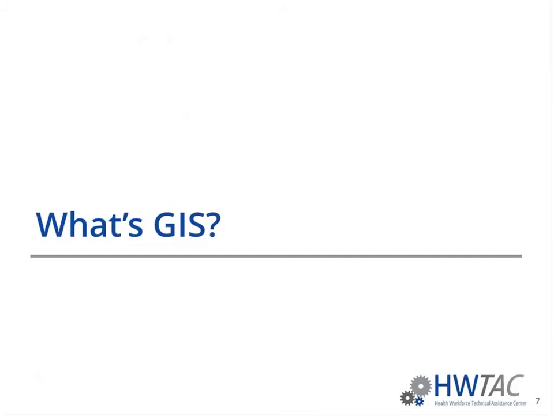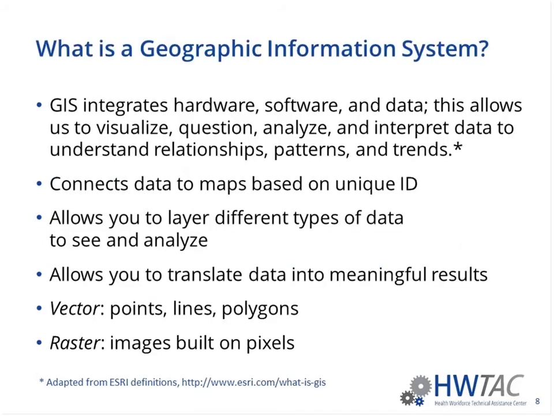So what's GIS? Geographic Information System is a system to combine hardware, so your computers, digitizing tablets, and other hardware, your GIS software, and your data. This allows you to visualize, question, analyze, and interpret data to understand relationships, patterns, and trends. That's kind of a canned definition of GIS from some online sources.